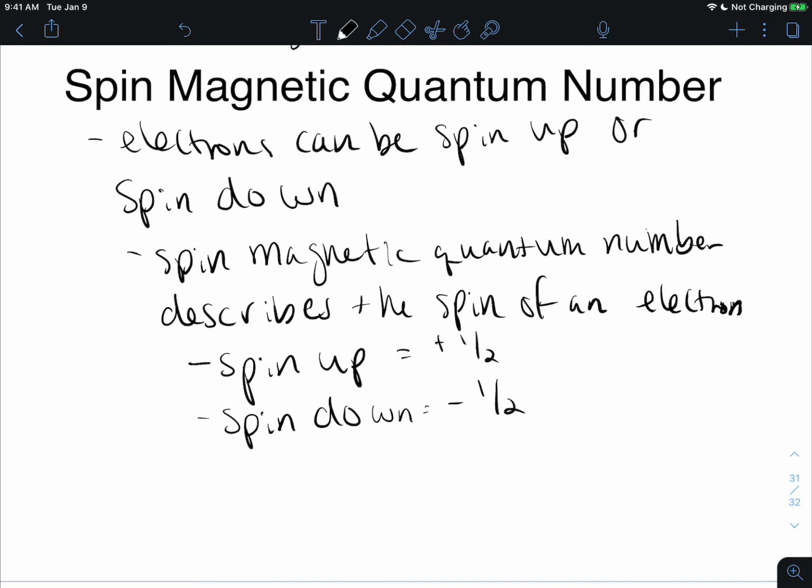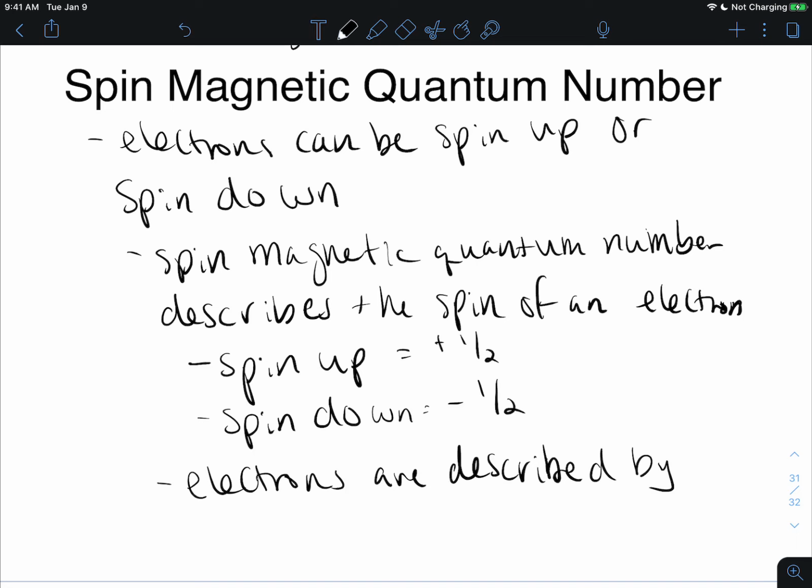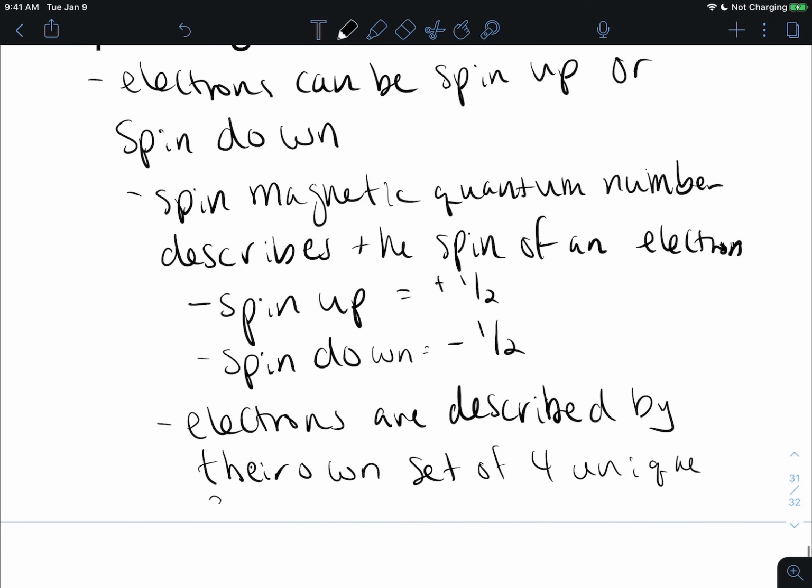Okay, so now our orbitals are going to be described by a set of 3 quantum numbers, but our electrons are going to be described by their own unique set of 4 quantum numbers.